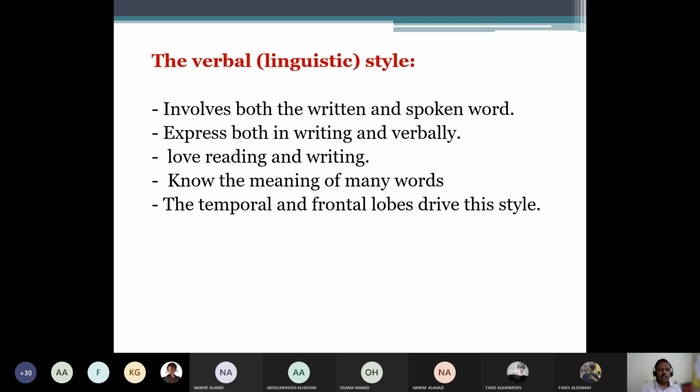Verbal learners involve both the written and spoken word. They express themselves well by writing as well as verbally. They love reading and writing. They know the meaning of many words, and this is related to the anatomy: the temporal lobe and the frontal lobe of the brain are responsible for verbal and linguistic style.